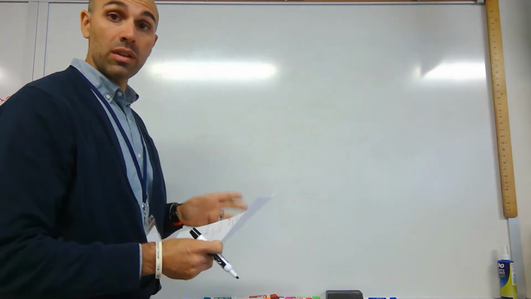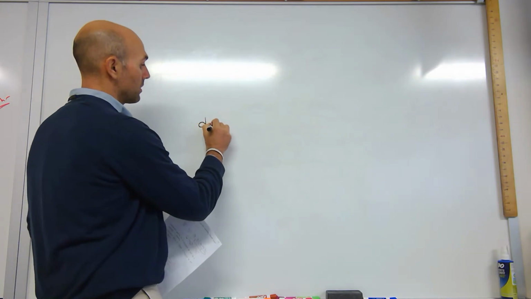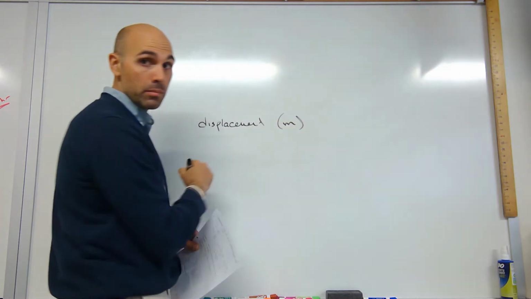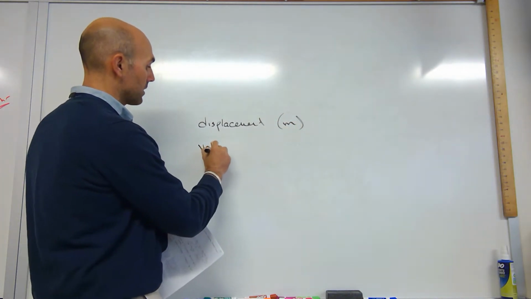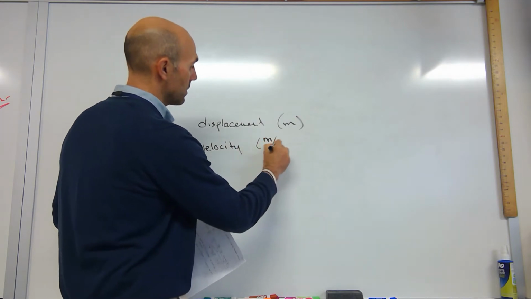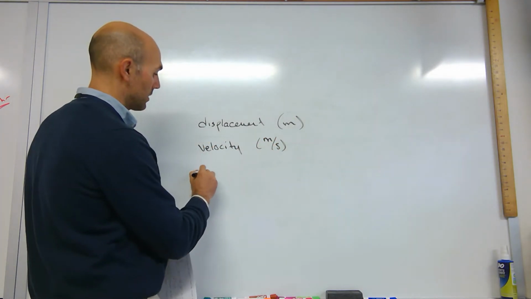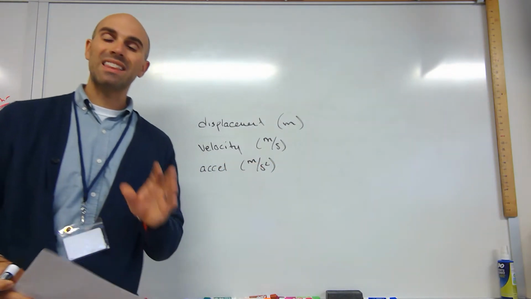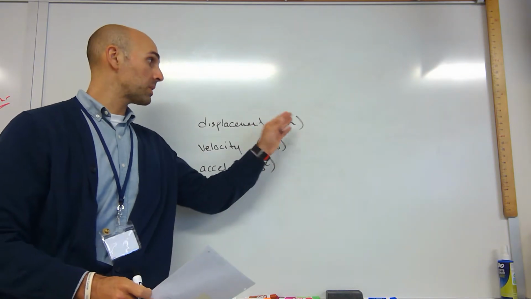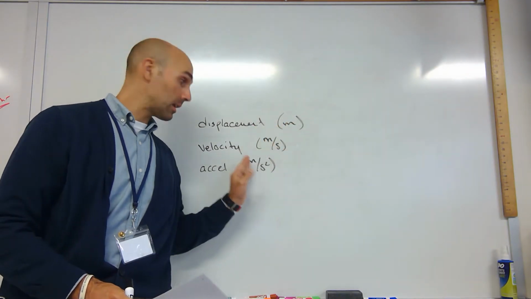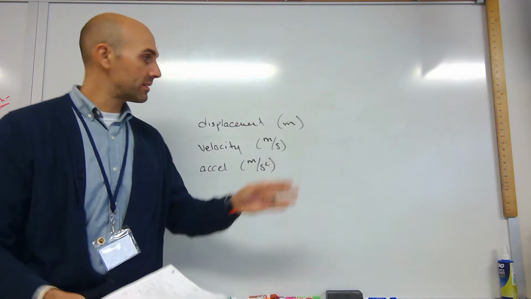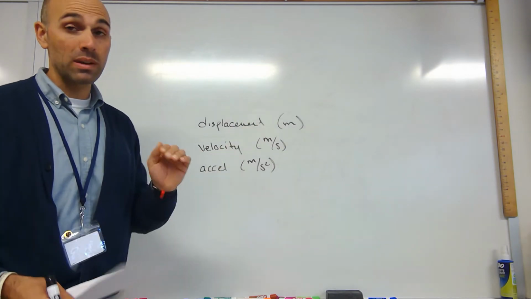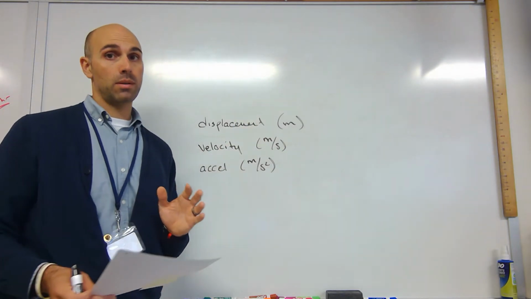So we need to remember the units. Displacement, the unit is the meter. Velocity, the unit is the meter per second. Acceleration, the unit is the meter per second squared, and these will always be the case. It'll always be a length per time squared. Now you may see kilometers, you may see kilometers per hour, but it'll always be in that ratio, in that fashion, okay? So very, very, very important.